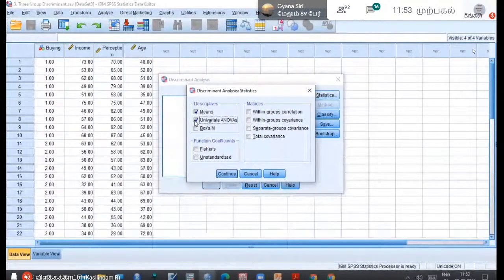Before going to the discriminant function and the box test, these are all before. So let us try to understand these three.